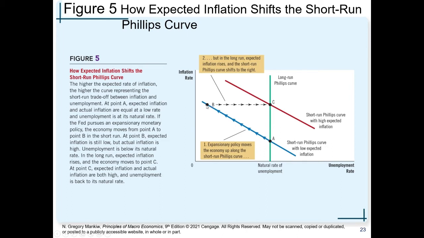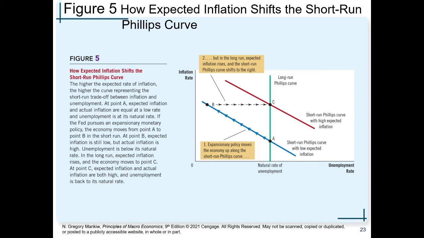Once we're at B, people are going to adjust their expectations, and we are going to shift the short-run Phillips curve to the right and arrive at point C, at which case our natural rate of unemployment remains the same, and our inflation rate is higher than before. There was a temporary reduction in unemployment, but again, that was only in the short run. In the long run, we ended up at the same place we were before.